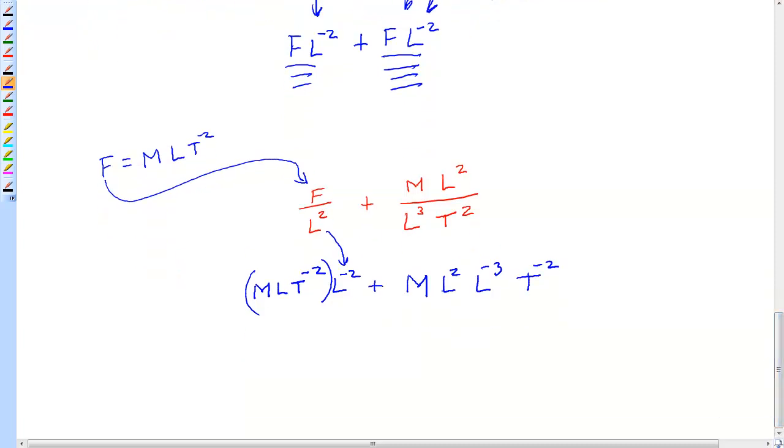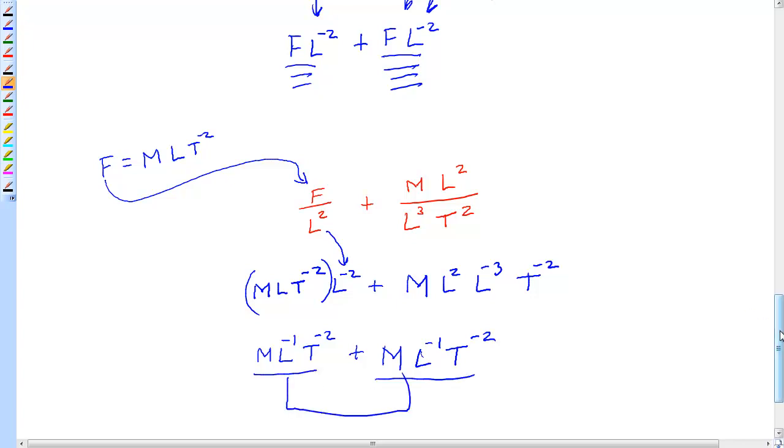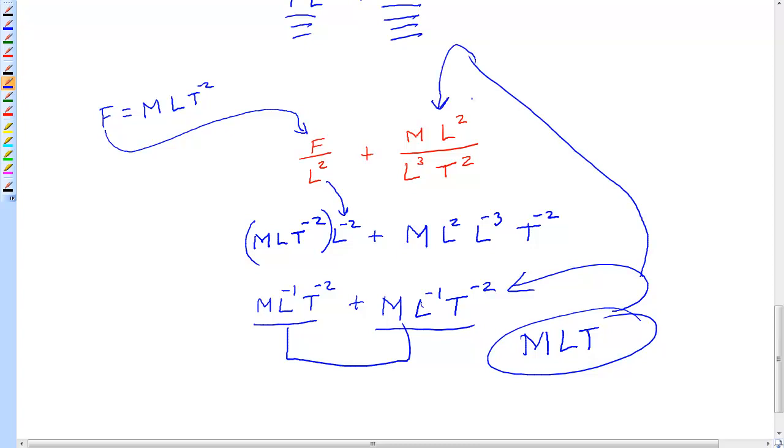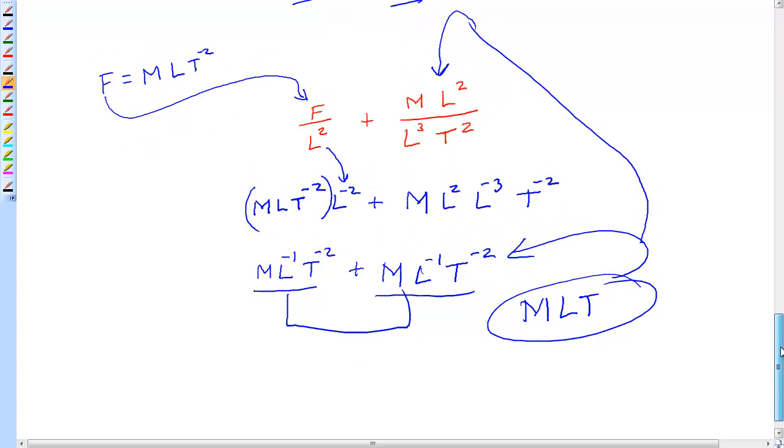Now you can start taking a look at this. On this side I've got an M, an L plus 1 minus 2, L minus 1, T minus 2. Now I've got an M. Here I have minus 3 plus 2, L minus 1 and T minus 2. Dimensions match. This is an MLT representation of this equation. Now, why would you do one versus the other?